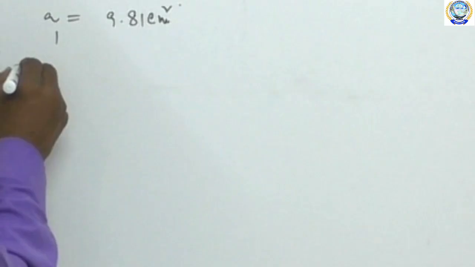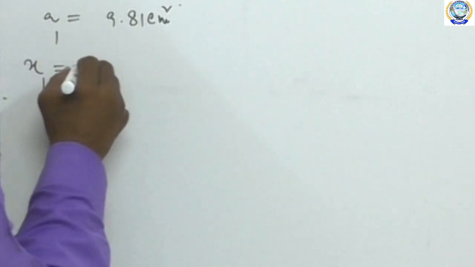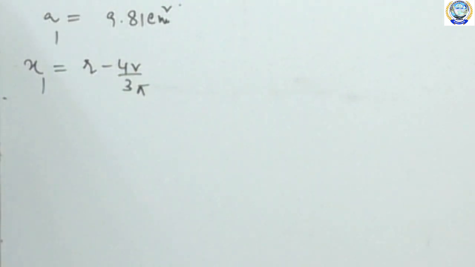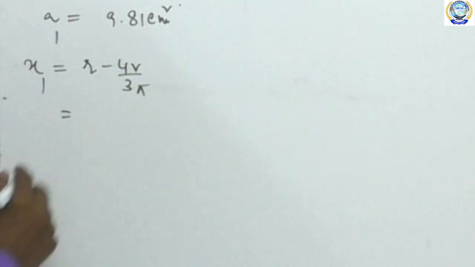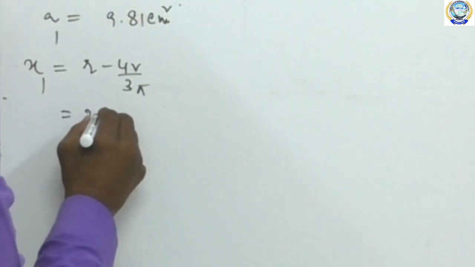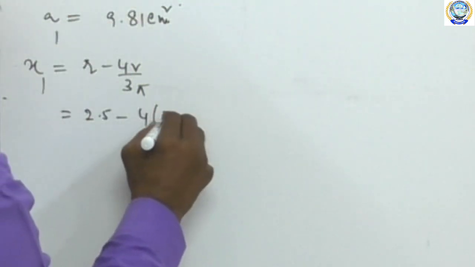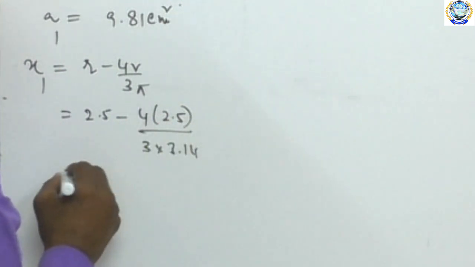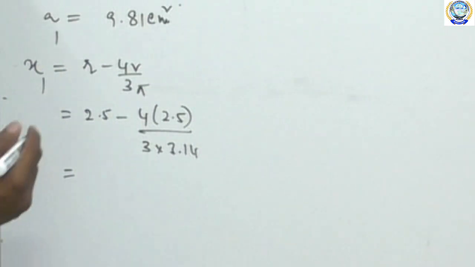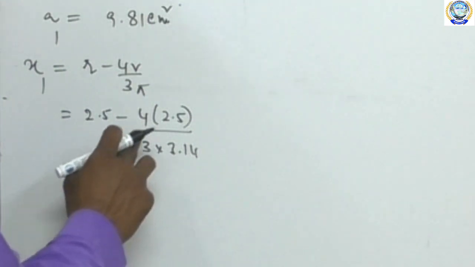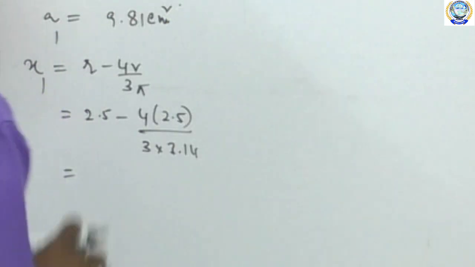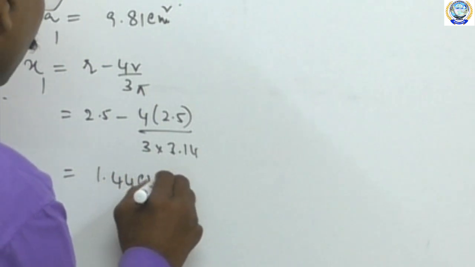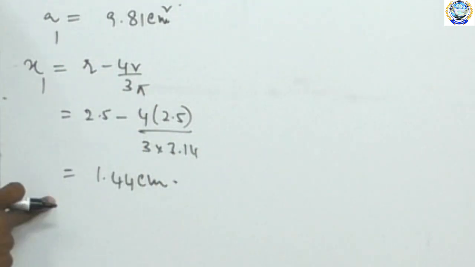Let us see how it will be. For calculating x1, we have a standard formula: r minus 4r by 3 pi. This is the formula to find the x1 coordinate. That implies, as we know r is equal to 2.5, 2.5 minus 4 into 2.5 divided by 3 into 3.14. A calculator is very important to do all these problems. 2.5 minus 4 into 2.5 by 3 into 3.14. After simplifying this, we will get 1.44 centimeters. This is the x1 coordinate.